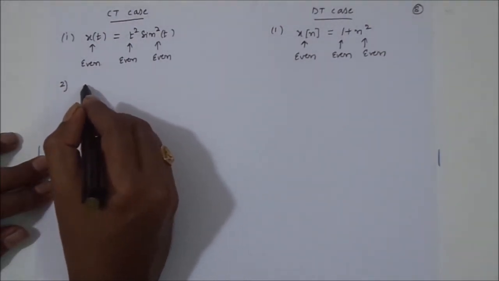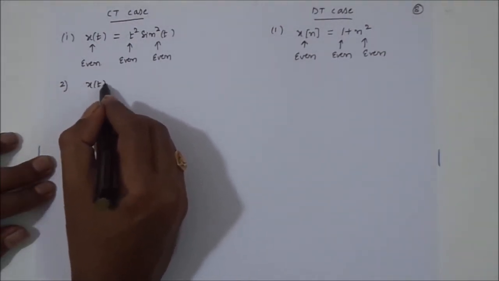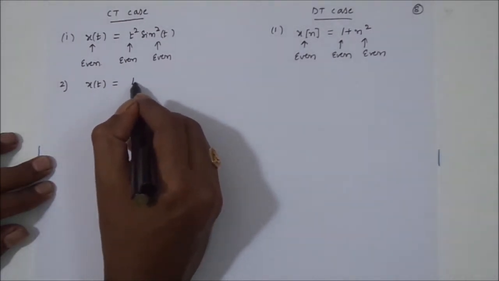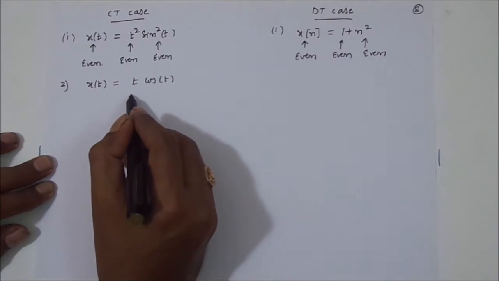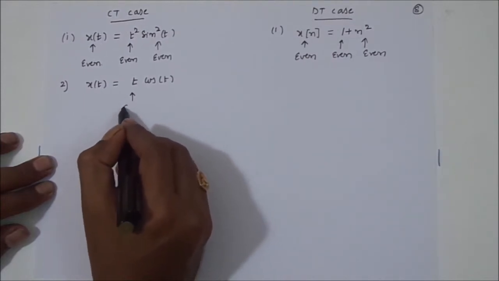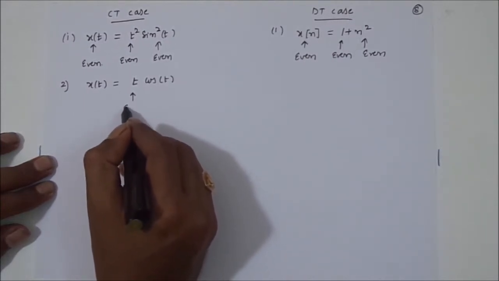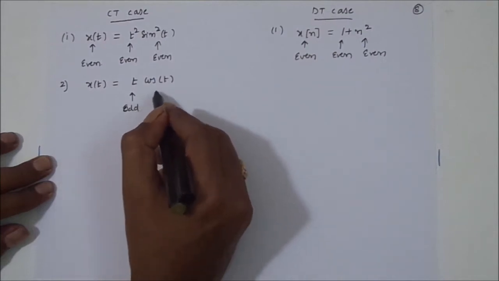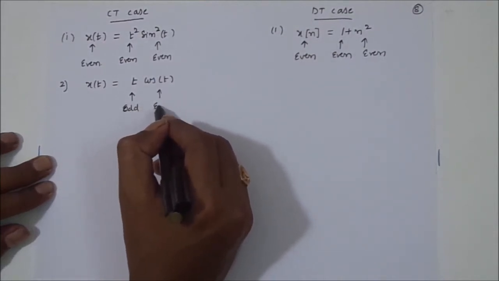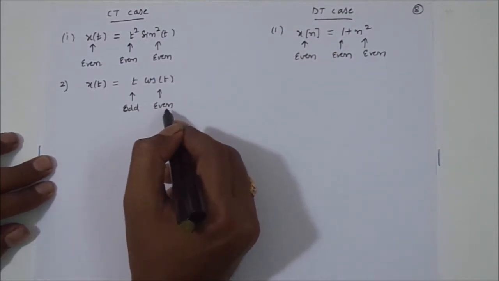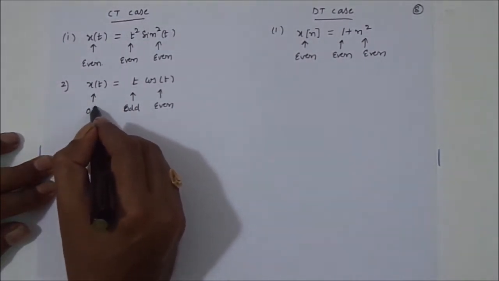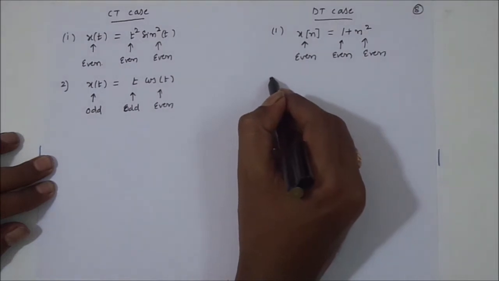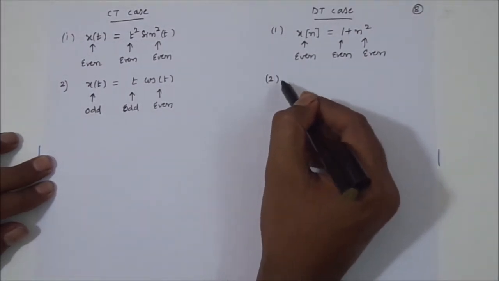If you take x of t equal to t cos t, what is this? Here t is an odd signal, cos t is an even signal. So if you multiply an even signal with an odd signal, the resulting signal x of t is odd. Similarly here we'll take one more example.